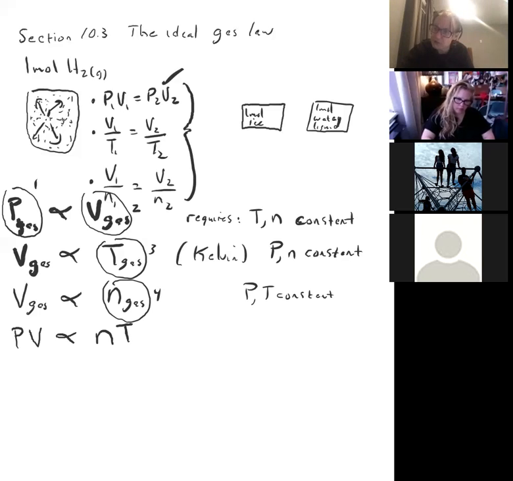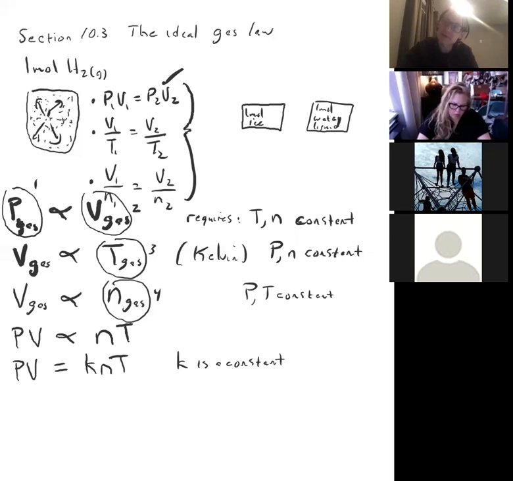Now, this is only a proportionality. If we want to make it an equation, we have to put a constant in there. So we'll slip a constant in there to make it an equation. PV equals KNT, where K is a constant. That means it doesn't change. Typically, this is the constant we use in R, and that's called the universal gas constant.